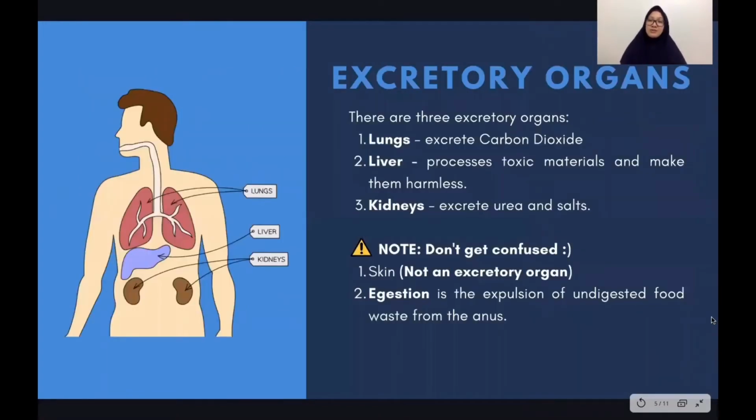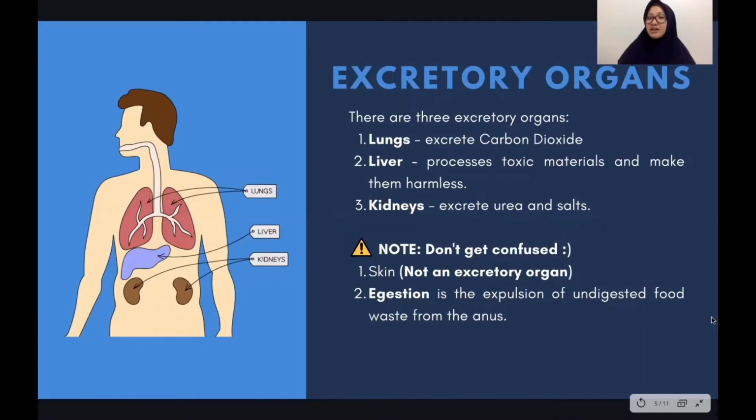So next you will need to know about the excretory organs. There are 3 excretory organs that are the main ones. The first is the lungs. It excretes carbon dioxide from the process of respiration. The second is the liver, which processes toxic materials and makes them more harmless. Third is the kidneys, which excrete urea and salts. In the picture you can see the positions of the excretory organs, so it will help you imagine what it looks like in your body, because you can't directly look into your body.